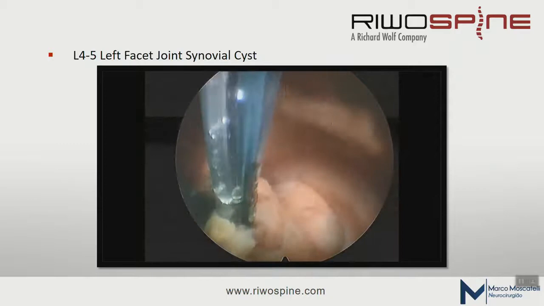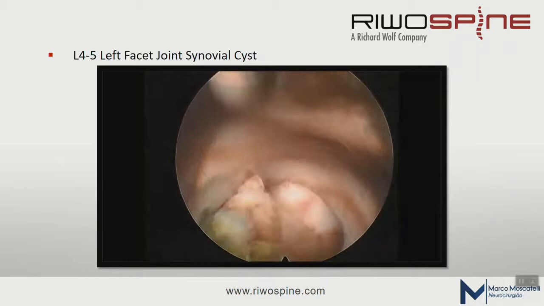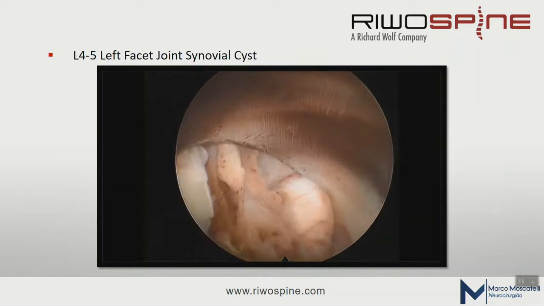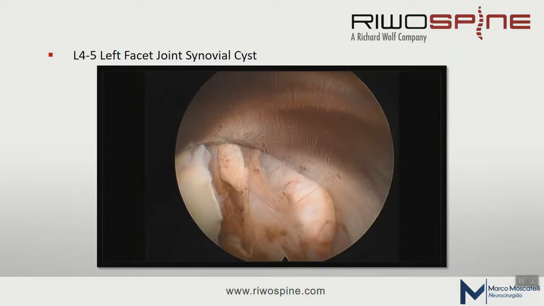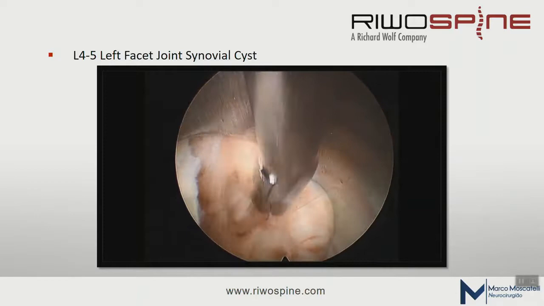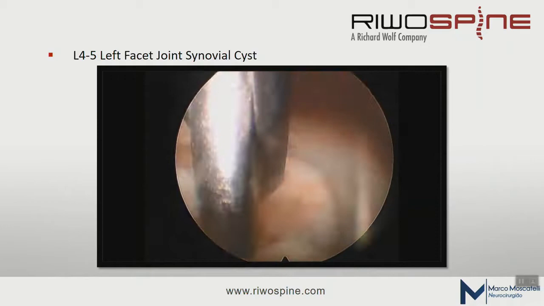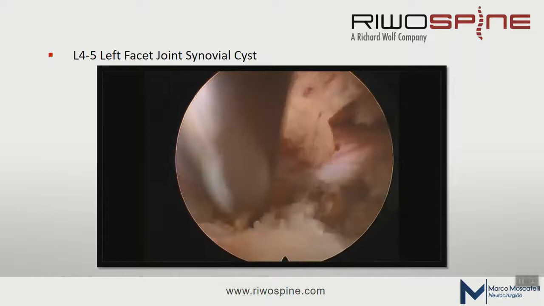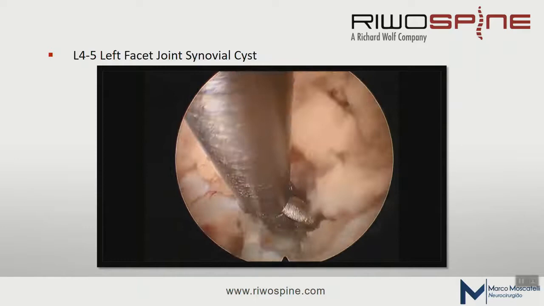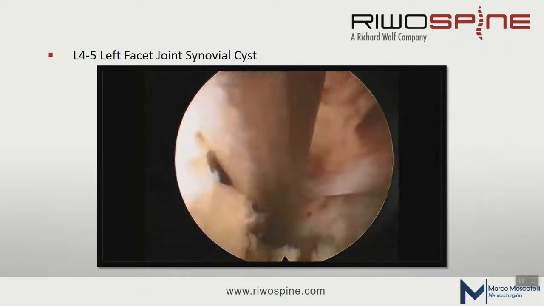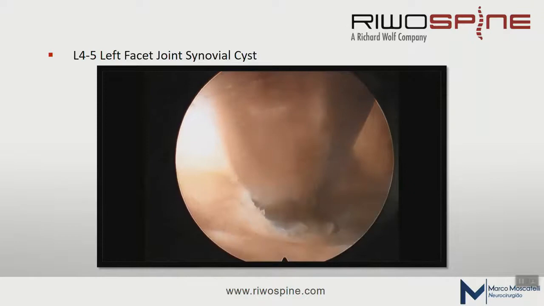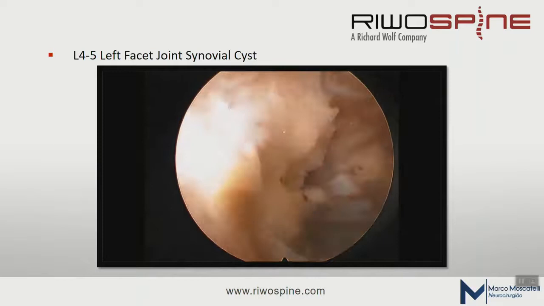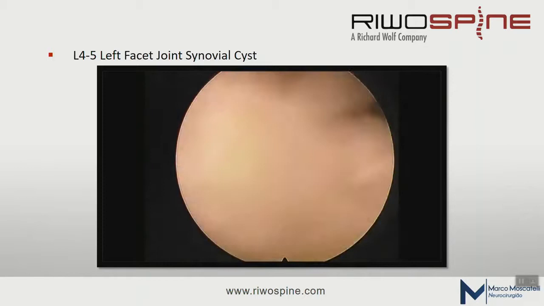We visualize the facet cyst, and with the scissor, we complete the resection and remove the adhesions. We can see the contact of the synovial cyst with the root. With the scissor, we cut the synovial cyst completely. We visualize the adhesions and remove them, removing the flavum ligament. I don't need to remove the disc. I remove a little bit more bone and flavum ligament to completely free the lateral recess. And we have to remove all the adhesions to release the root.